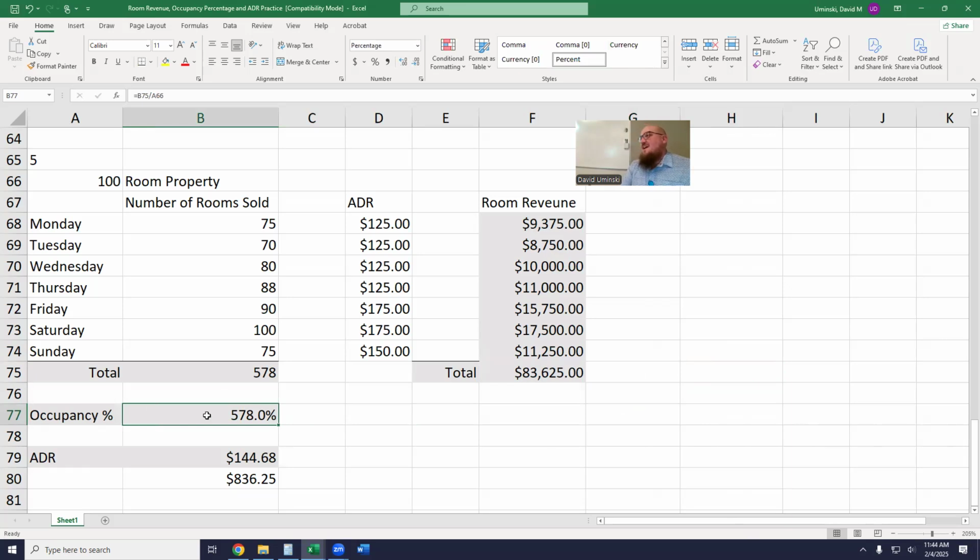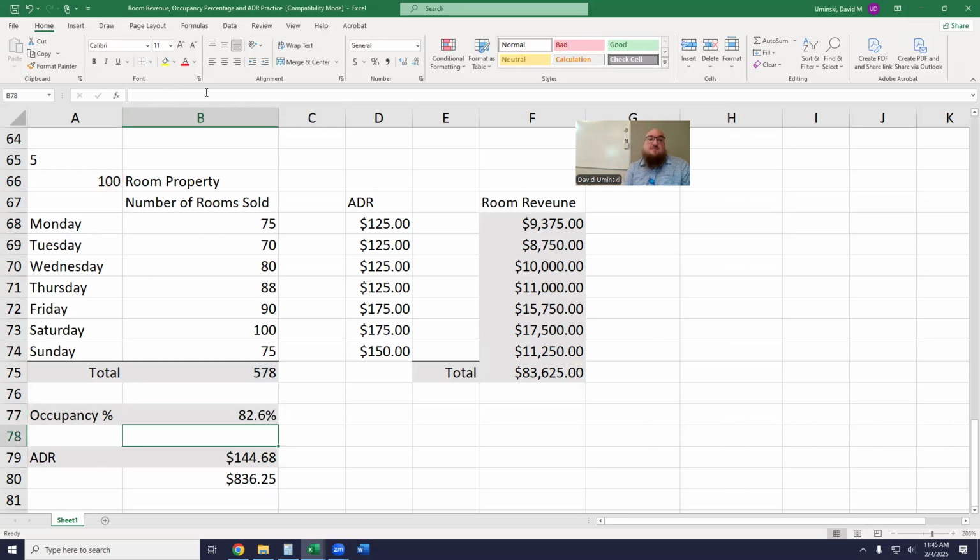Okay, so does 578% occupancy look right? No. I'm glad you recognize that we can't have 578% occupancy. One thing that happens is that the previous 1, 2, and 3 were only dealing with 1 day out of the week. This one we're dealing with a full week. So what you have to do is, rather than just divide by the number of rooms in the hotel, we multiply that by how many days there are, so 7 days in a week.